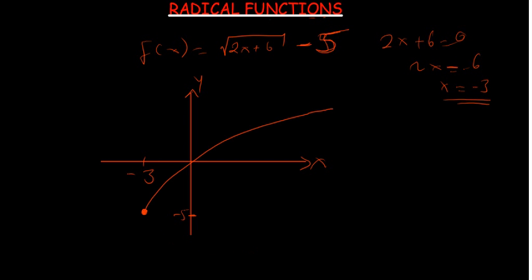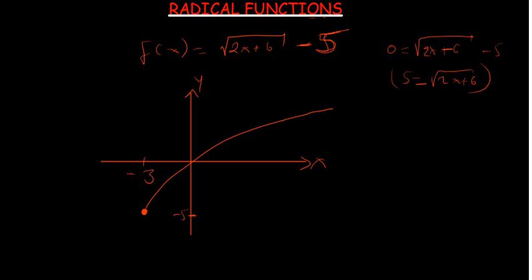Okay. So for us to tell where it is going to pass, for such a problem where we don't know where it's going to pass, let's say if our y is 0, what will be the value for x? So that will be 0 is equal to the root of 2x plus 6, then minus 5. We take the 5 over the other side, so that will be 5 is equal to the root of 2x plus 6. And then we can square everything. That is going to give us 25 is equal to 2x plus 6. We take the 6 over the other side. 25 minus 6 is equal to 2x. So that is going to give us 19 is equal to 2x.